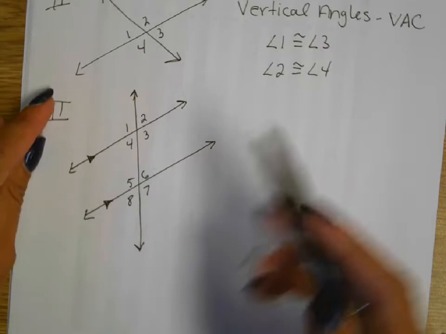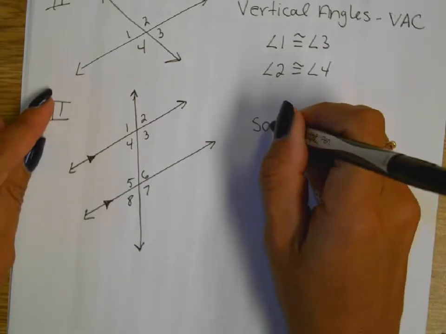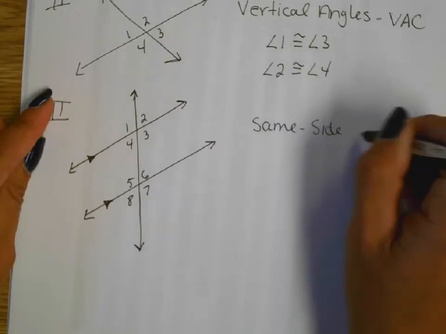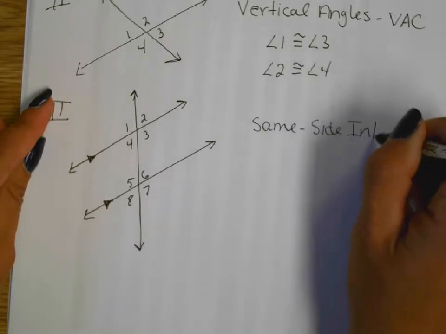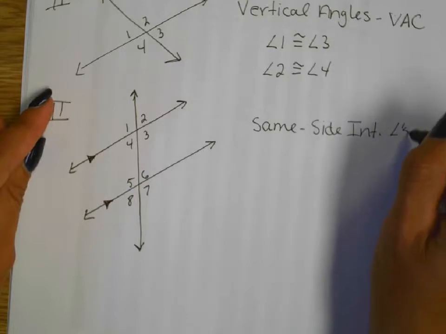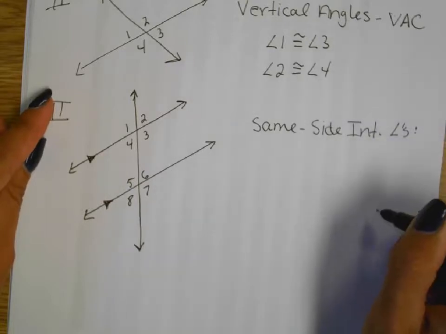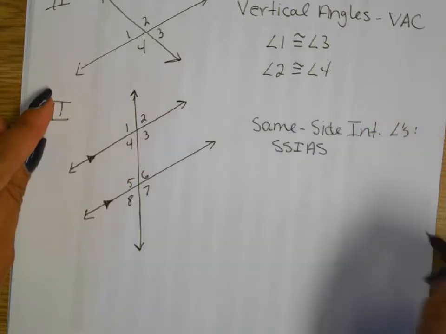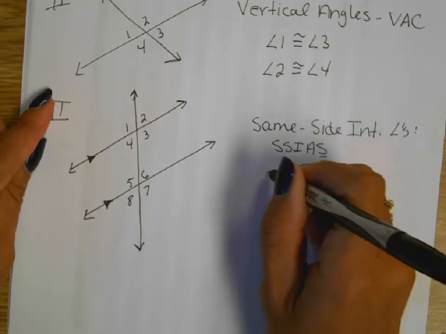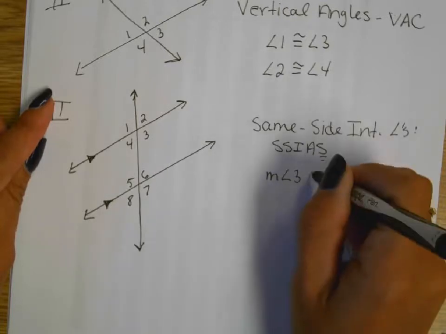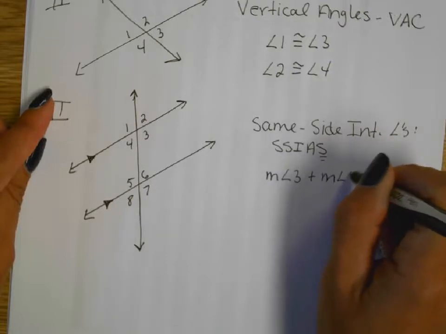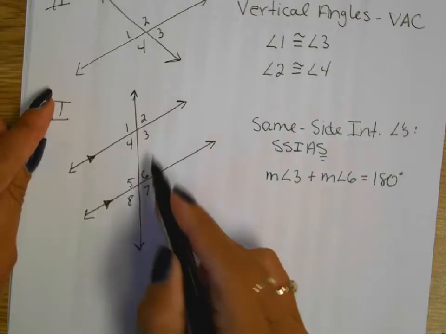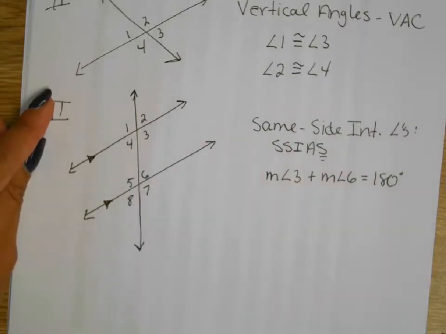Do you remember what they were called? You are correct. Same side interior angles. I called it SSIAS. They're supplementary. So that means the measure of angle 3 plus the measure of angle 6 would add up to 180. Where is the other set of same side interior angles at?